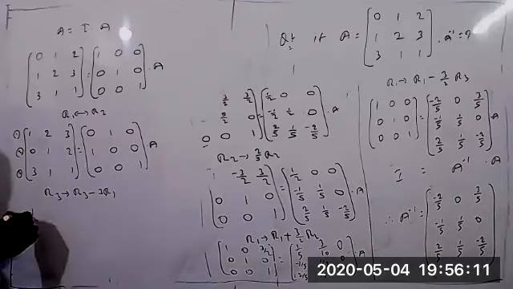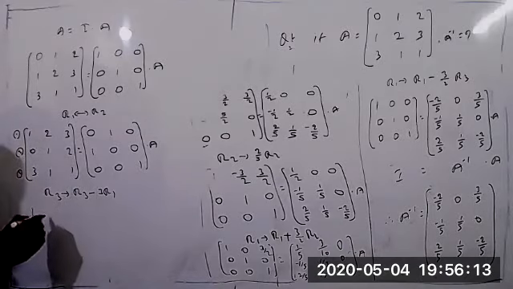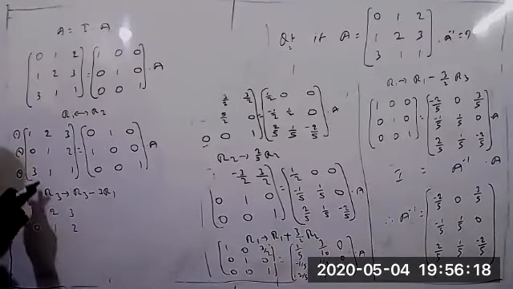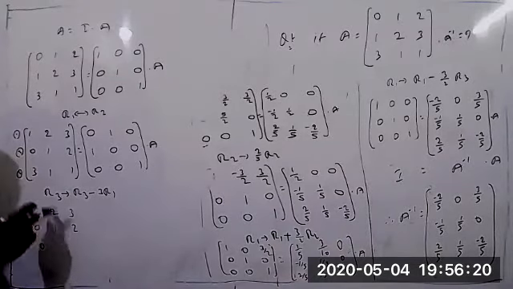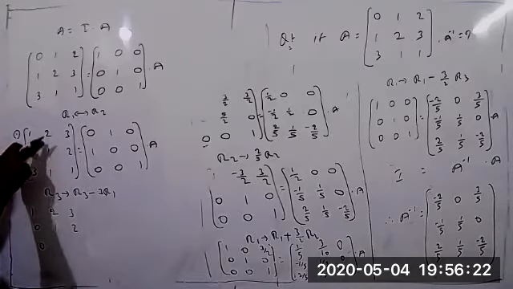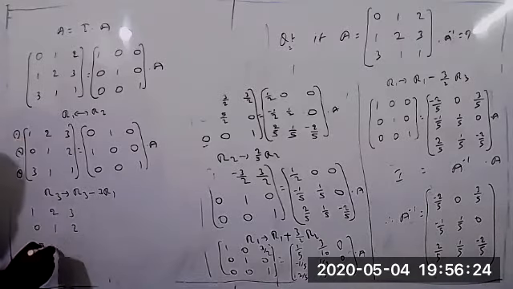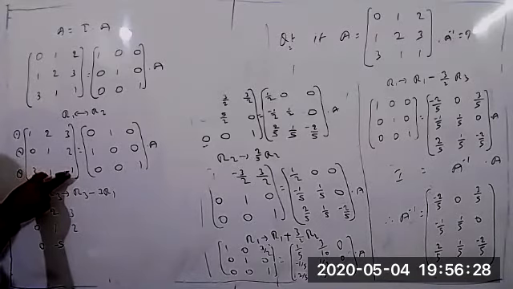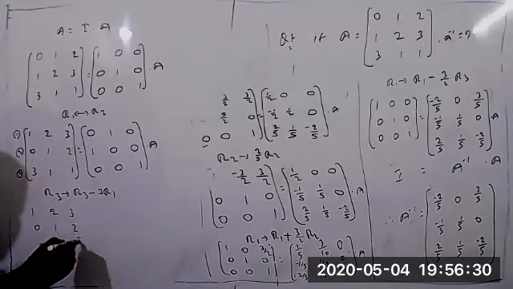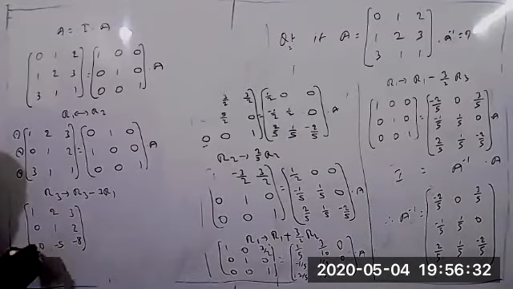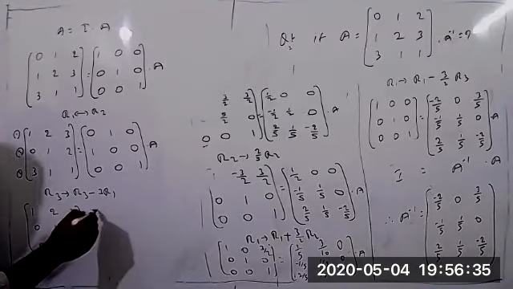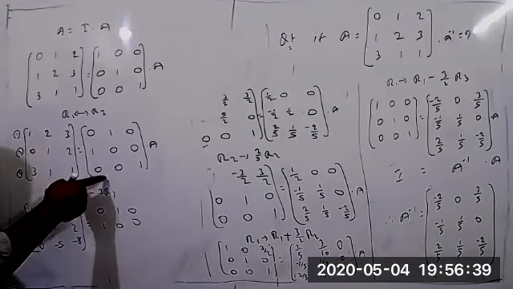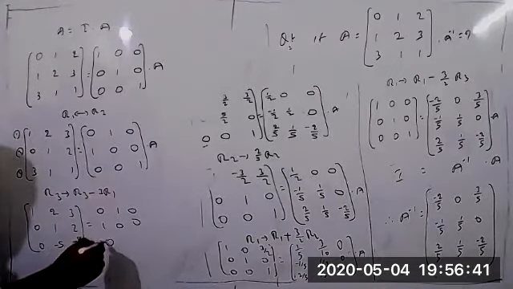The first and second rows remain as they are: 1, 2, 3 and 0, 1, 2. Here 3 minus 3 equals 0, and 1 minus 3 times 2 is 6, so this value we get is minus 5. And on the same line, 1 minus 3 times 3 is 9, so you get minus 8. It is equal to 0, 1, 0; 1, 0, 0. Here, in the same way, 0 minus 0 equals 0.